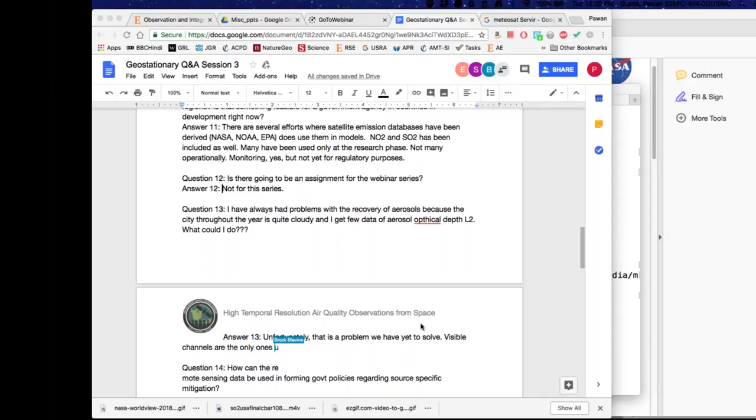You can use some LIDAR data like the CALIPSO satellite, which can penetrate cloud to some extent depending on the thickness of the cloud and optical properties, and that can provide some data, but it's very, very limited.